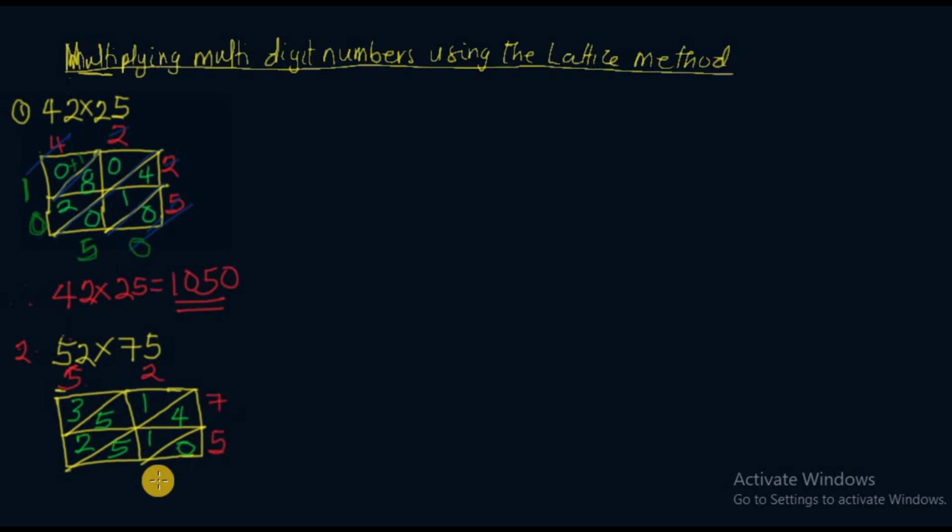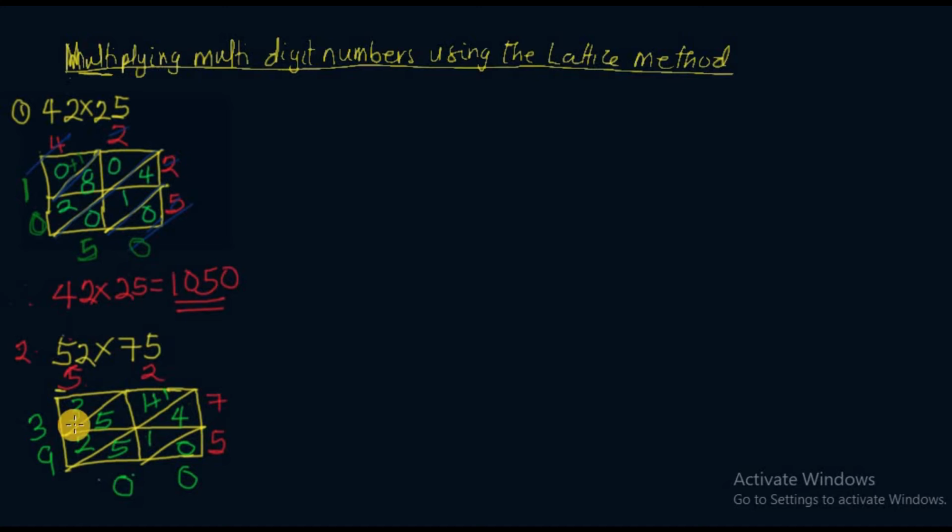This first diagonal is 0. Another diagonal, 5 plus 1 plus 4, gives us 10. So that's 0, and since it's 10, we have to add 1 to the next place. 1 plus 1 gives us 2, 2 plus 5 is 7, 7 plus 2 is 9. We have 3 here.